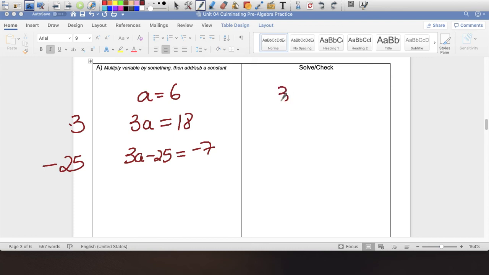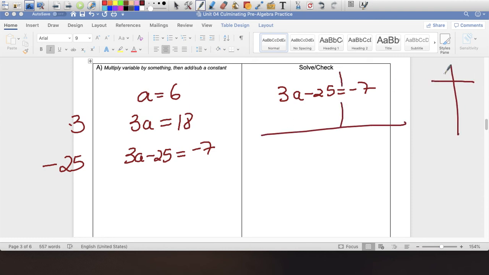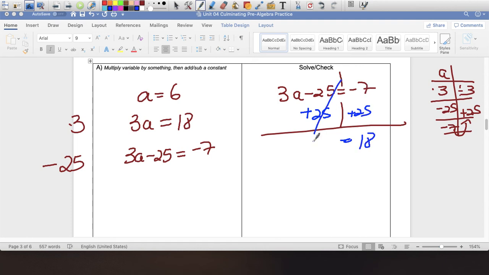Solve and check. So I'm going to take that equation, 3a minus 25 equals negative 7, and I'm going to solve it. If you make your little story, you have a variable a, which is being multiplied by 3, and then subtract 25, and that gives you negative 7. Going backwards, we're going to do plus 25 first, and then divide by 3. So plus 25, plus 25. Negative 7 plus 25 is 18. These two go away. 3a comes down. Notice the similarity here, right? What do you think I'm going to do next? Well, the next thing I'm going to do is divide by 3. And a equals 6.